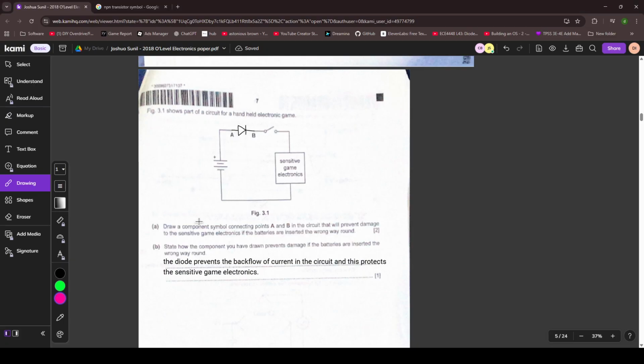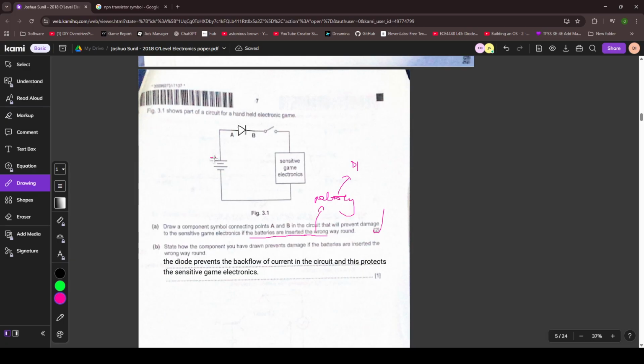Draw a component symbol connecting A and B in the circuit that will prevent damage to the sensitive electronics if the batteries are inserted wrong. Okay, if the batteries are inserted the wrong way around, this immediately means polarity. And polarity should immediately make you think about diodes. So the diode, yeah, correct.